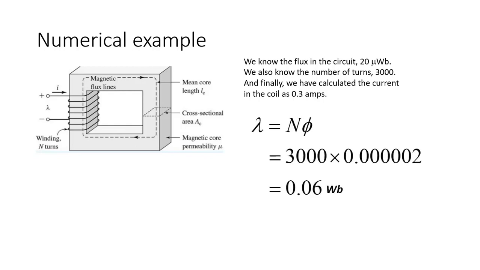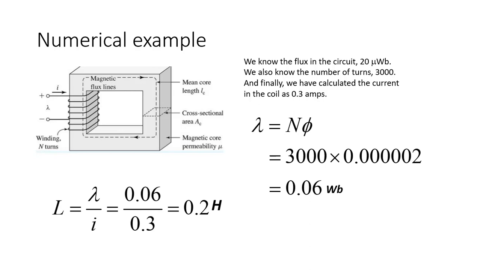Let's proceed. First, we compute the flux linkage. N times phi, 3,000 turns multiplied by 20 microwebers, that is 60 milliwebers of flux linkage. And next we divide the flux linkage by the current, 0.3 amperes, and we get that the inductance of that coil is 0.2 henries, 200 millihenries, and that is that.